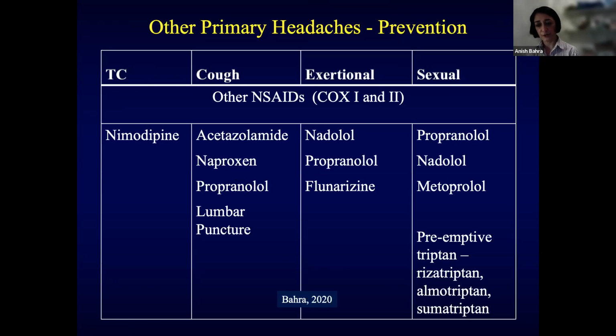Then they can titrate it up. And you can do exactly the same with the triptan. So before they're about to exercise, or before sexual activity, you can use it preemptively. Obviously, you have to be very organized. And if that doesn't work, then the indomethacin or the other non-steroidal or beta blocker, those would be the first 3 to go for as a standard prophylactic.